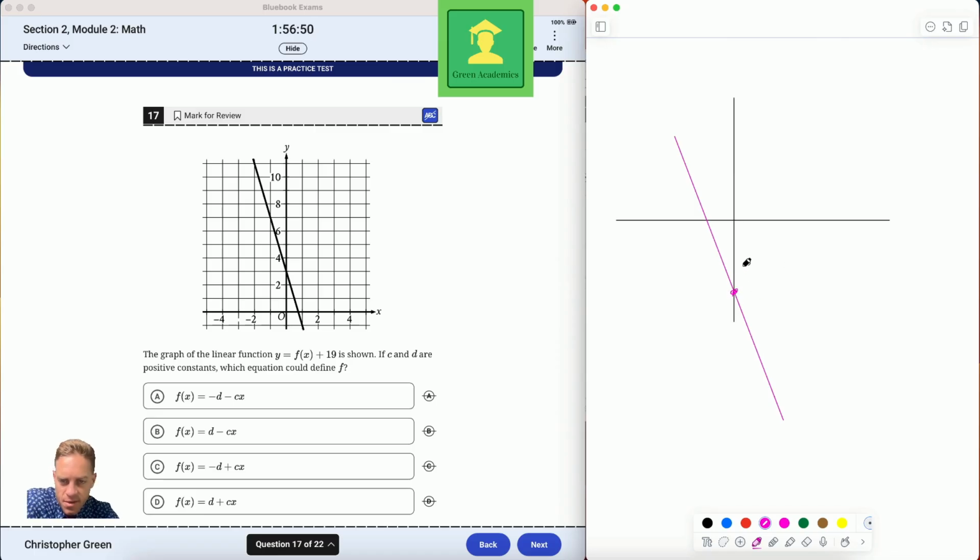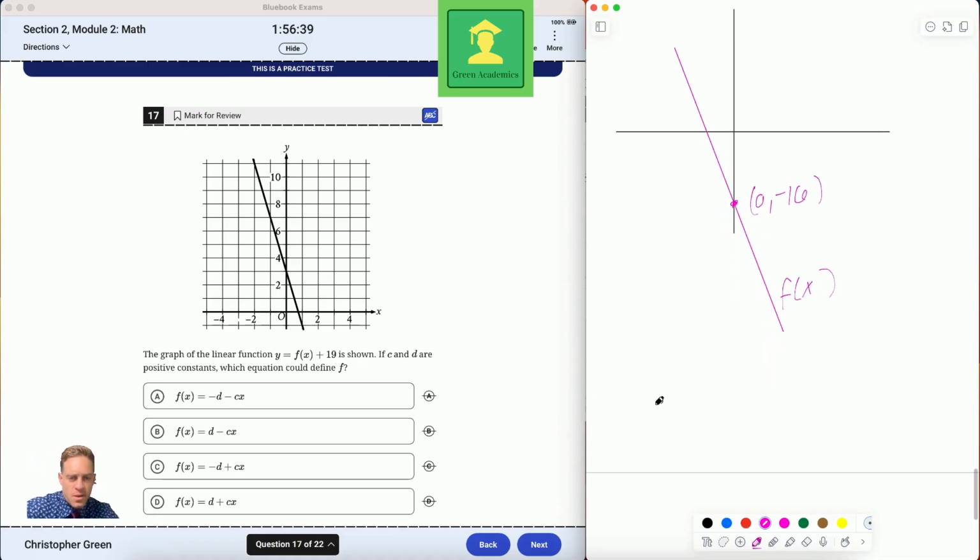So this, instead of being 0, 3, this would be 0, negative 16. So this is f of x. So it has a negative slope and a negative y-intercept. So for example, it could have been something like y equals negative 10x minus 16. It's something like that. So it's negative, negative. So if c and d are positive, that must just be answer choice A, right? Because that's the same as negative cx minus d.